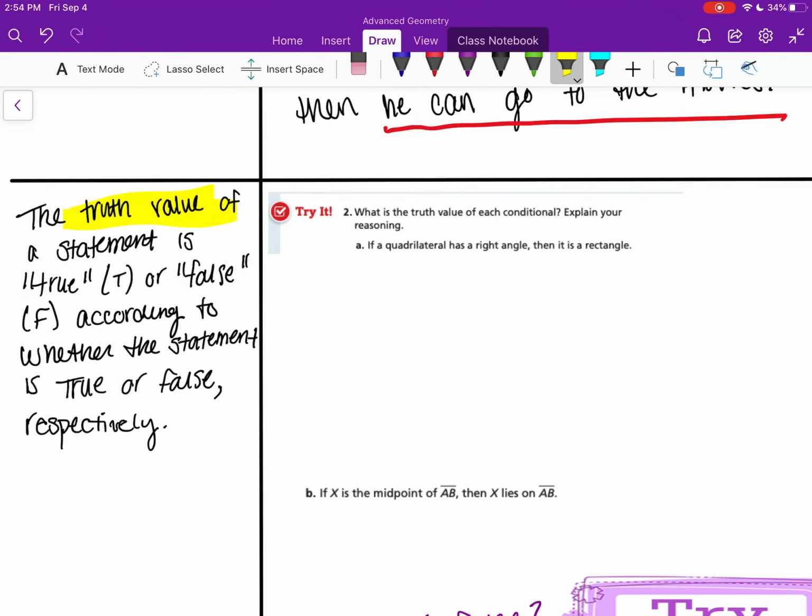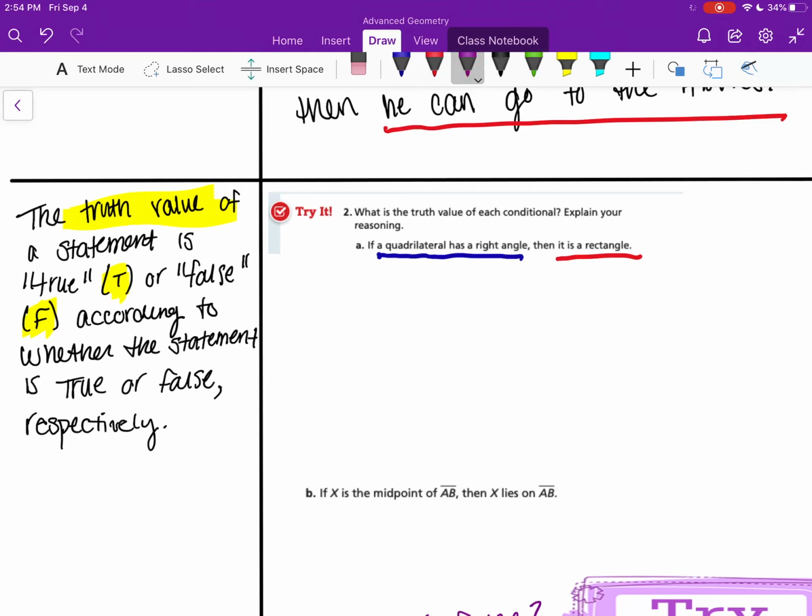The truth value of the statement is either a T for true or F for false, according to whether the statement is actually true or false. So let's read this conditional of part A. If a quadrilateral has a right angle, then it is a rectangle.